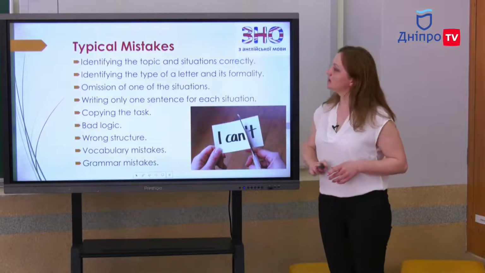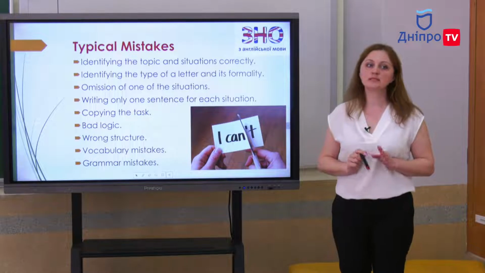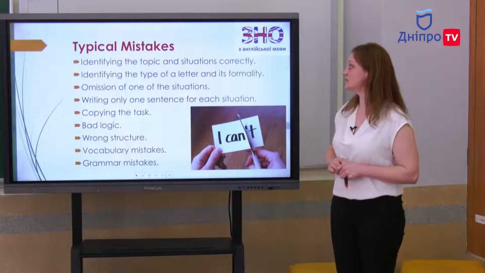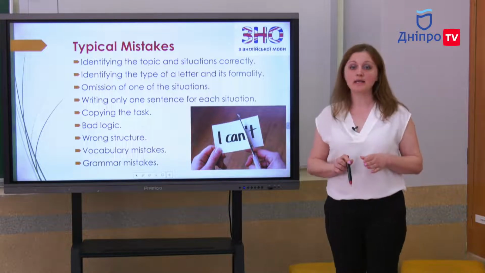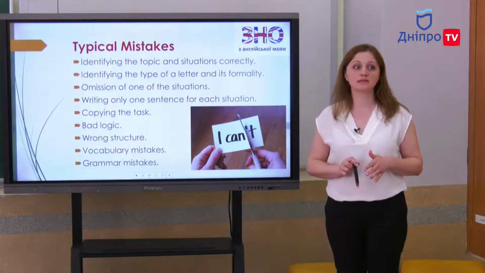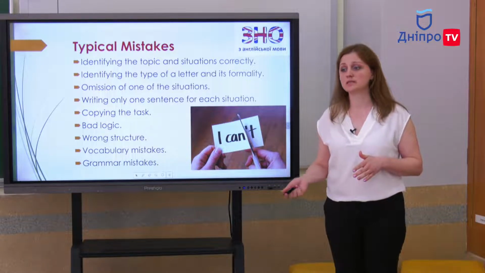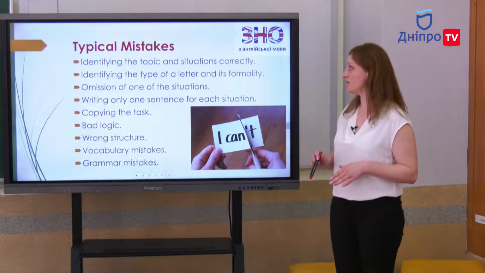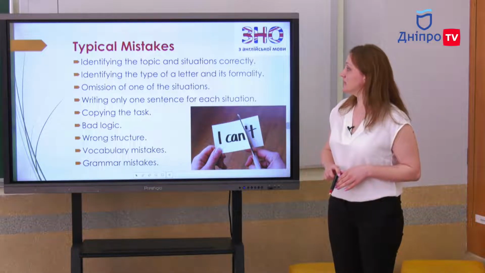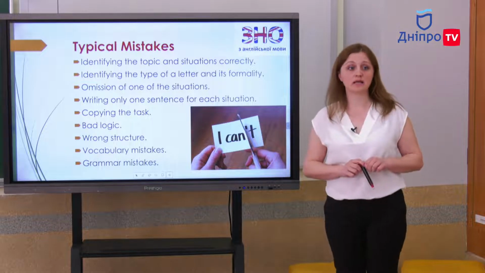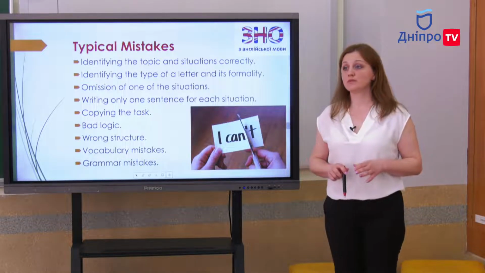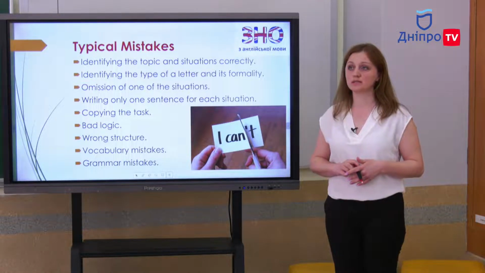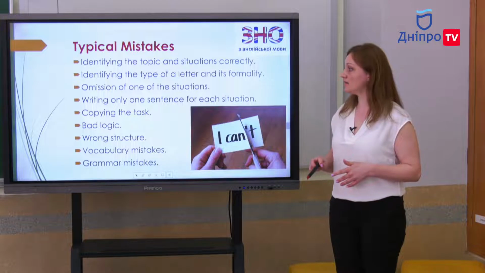Okay, well, let's summarize what mistakes you can make while writing a letter. The first is identifying the topic and situations correctly. It means that you may not understand what the writing task is and write something else, but not those topics which you need to cover. The next is identifying the type of a letter and its formality. It means that you don't understand who the reader of your letter is and what the purpose is, and then you write it in another style.